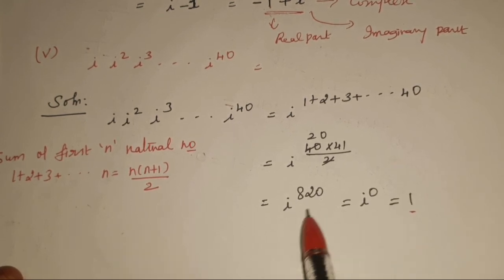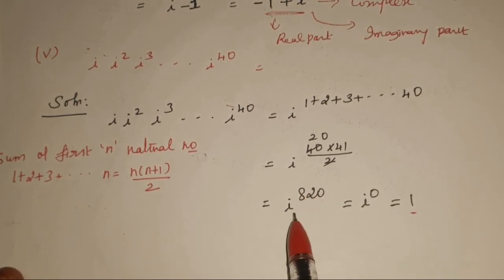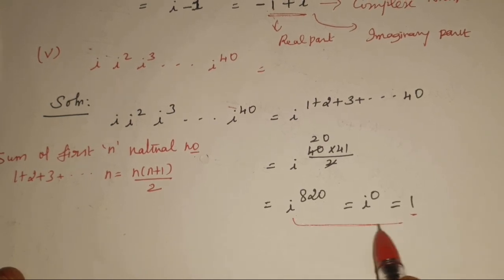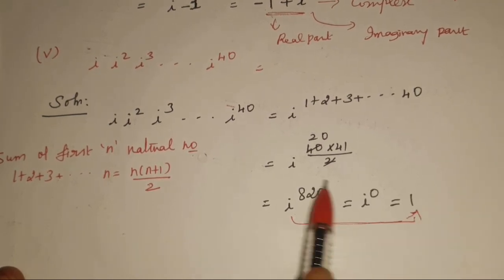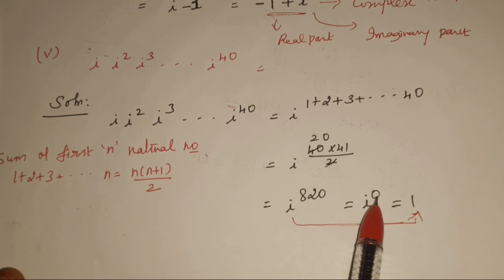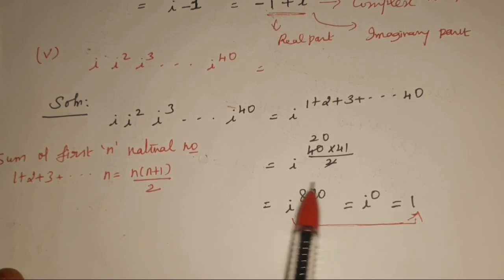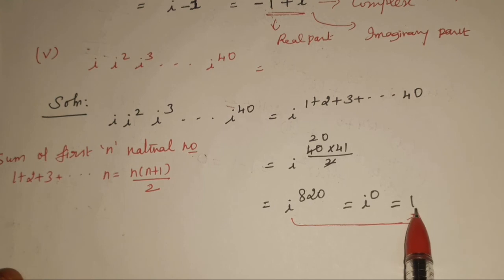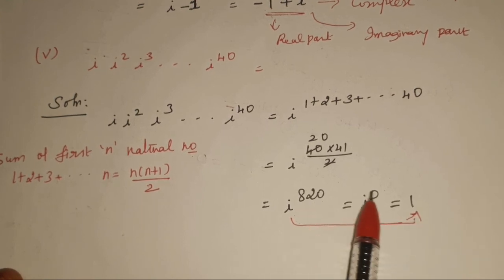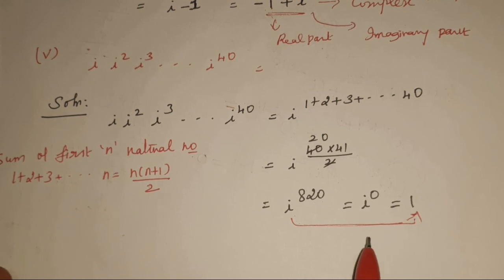If it is divisible by 4, I directly write the value as 1. Here 820 is divisible by 4 with remainder 0. I write the remainder, i power 0, and i power 0 is 1. Otherwise, 4 fives are 20. This is a multiple of 4, so the value becomes 1. Otherwise, if we divide, we get a remainder, and anything power 0 is 1. Using both concepts, do it. Thank you children.